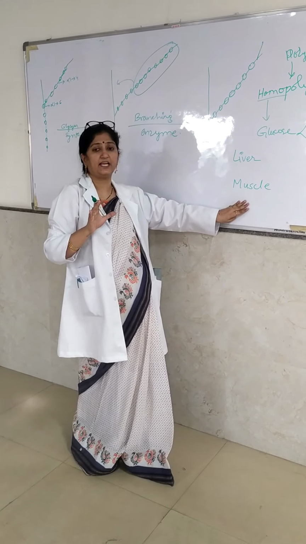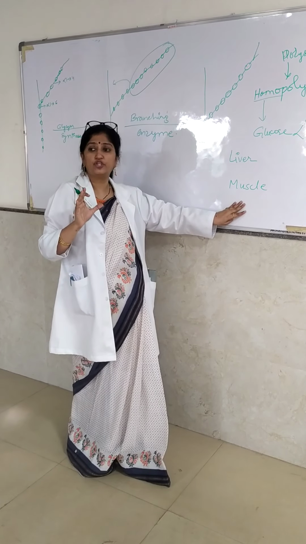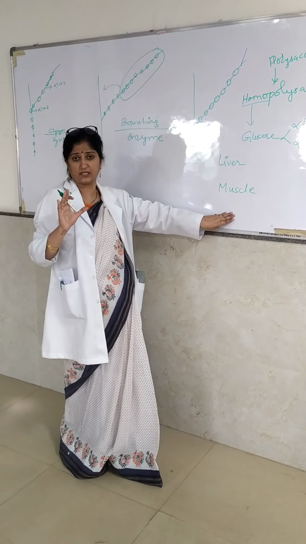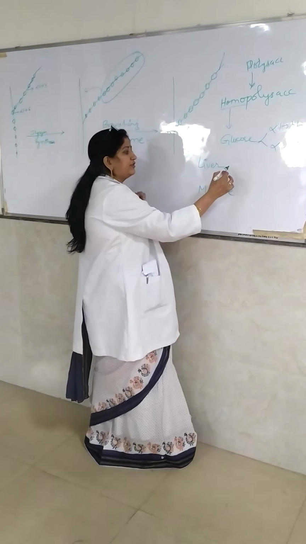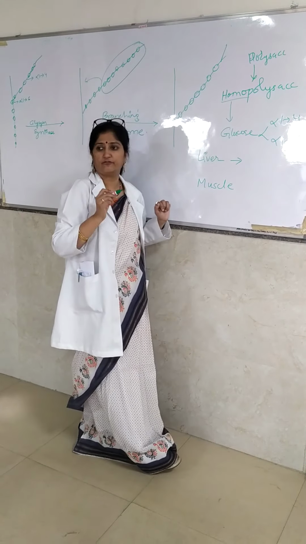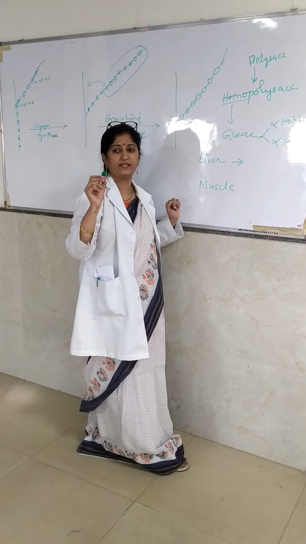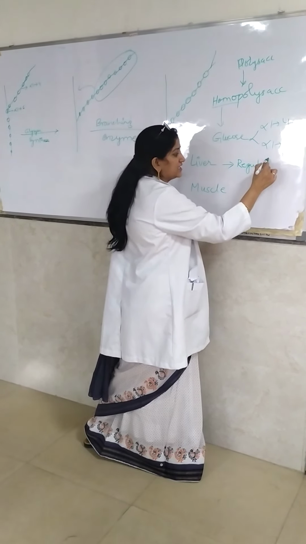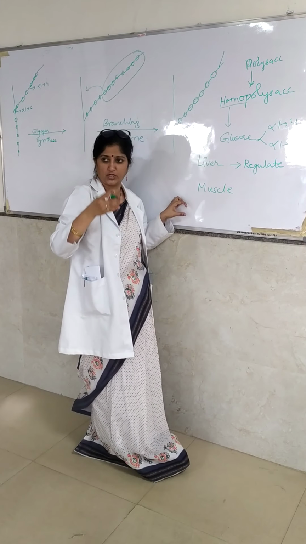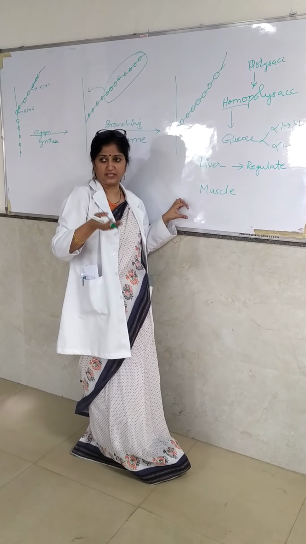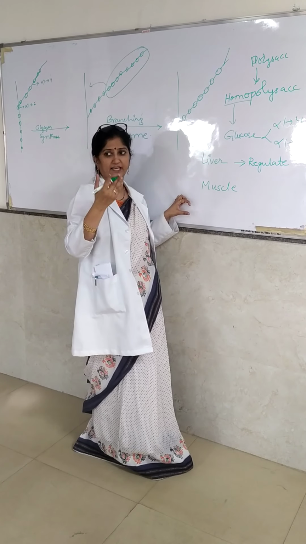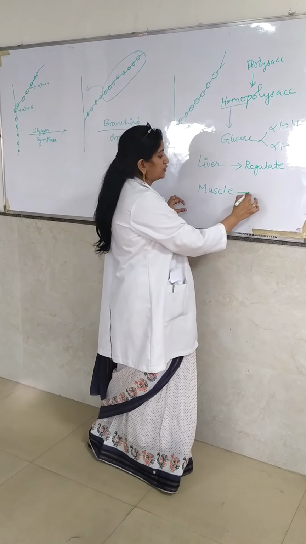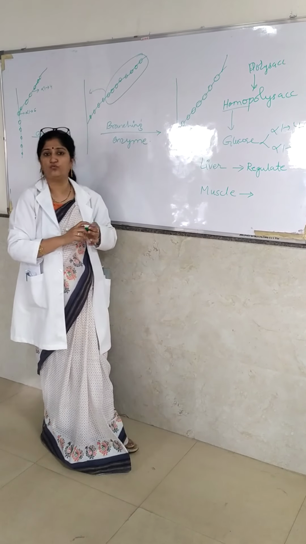Now the next thing you need to know is what is the function of this glycogen? Is it the same in the liver and in the muscle? No, it is different, right? So what is the function of the liver glycogen? The function of the liver glycogen is to regulate the blood sugar level. Now when you say regulate, what does it mean? That means whenever the blood sugar level goes down, or whenever it shoots up also, in both cases it is going to be taken care of by the liver glycogen. Muscle glycogen is going to be providing energy, right? So these are the two functions of this.